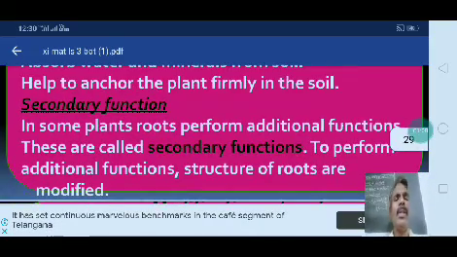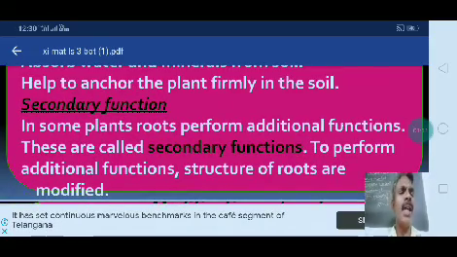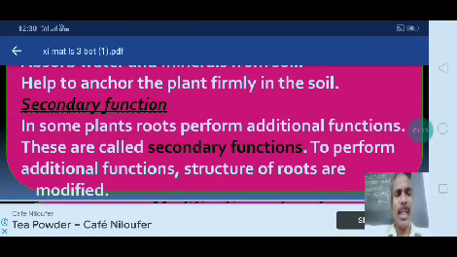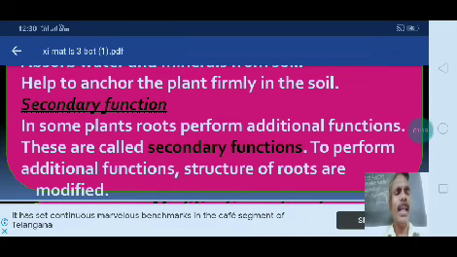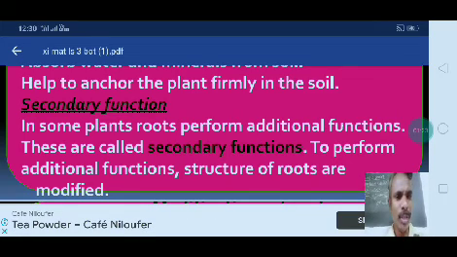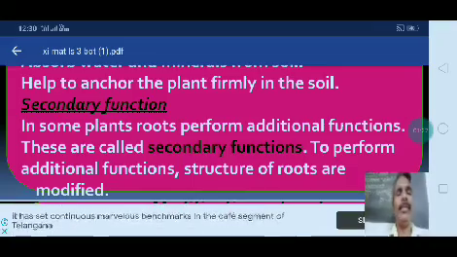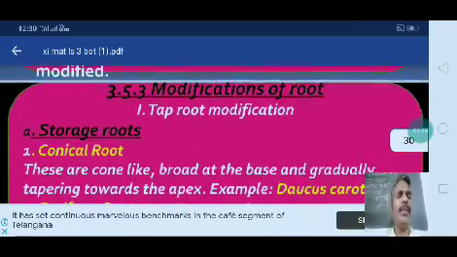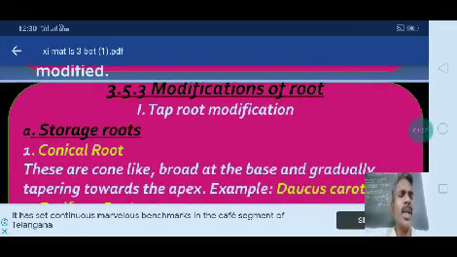Then the secondary one. In some plants, roots perform additional functions. These are called secondary functions. To perform additional functions, the structure of roots is modified. To perform additional functions, some of the roots are modified in nature. That is called secondary function. Okay, first one, modification of root system.